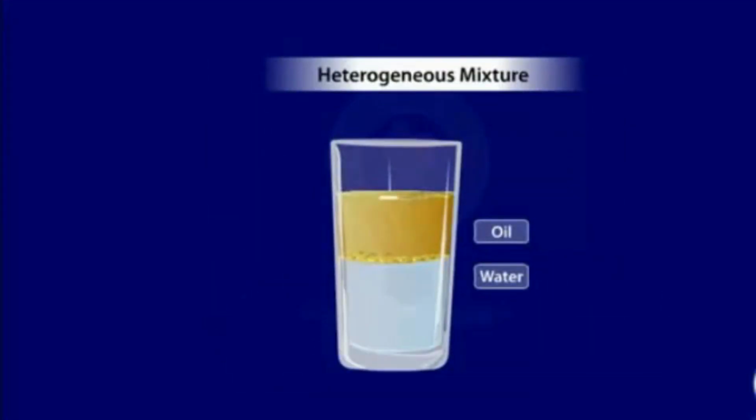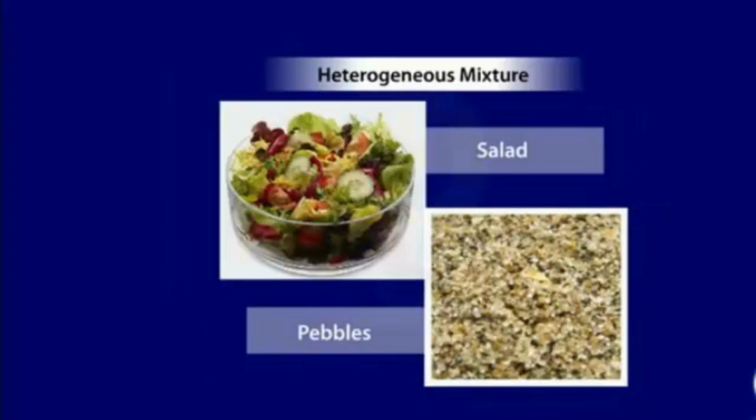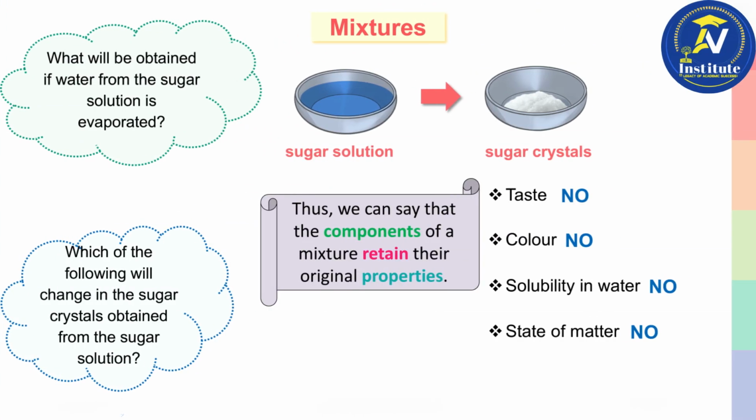Heterogeneous mixture, a mixture whose components are not soluble in each other. For example, when oil is mixed in water, it doesn't get dissolved. Other examples of heterogeneous mixture are a mixture of sand and pebbles, salad, etc.